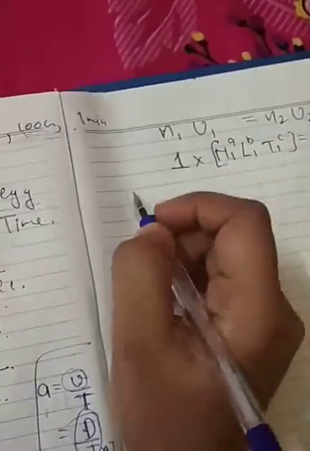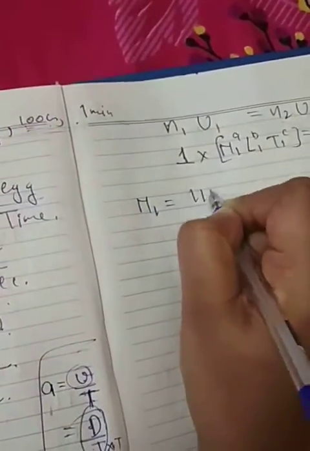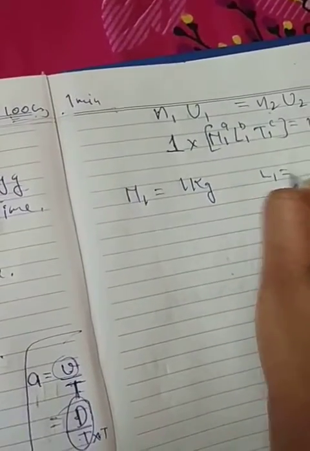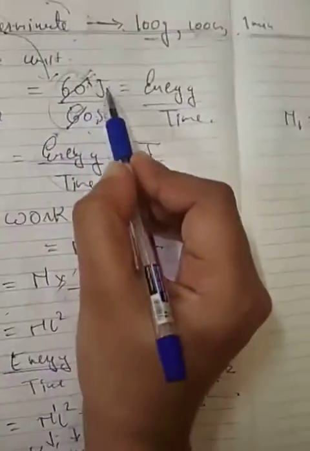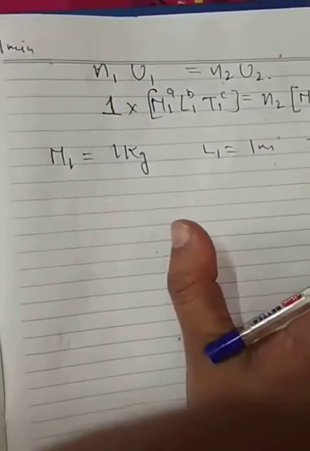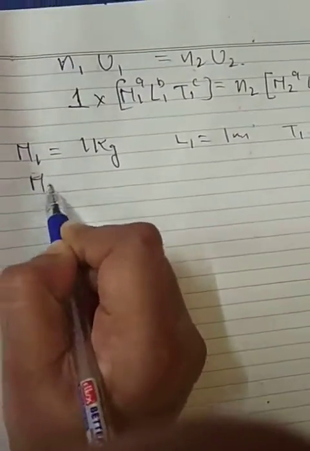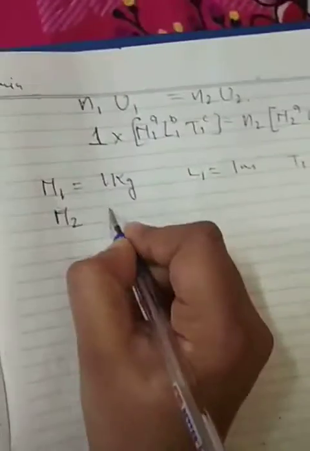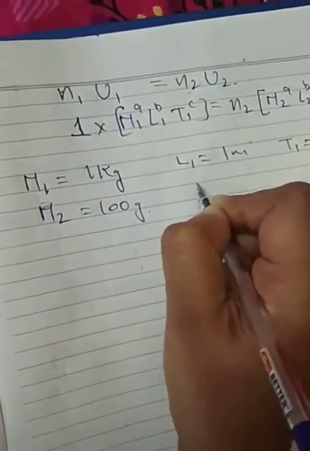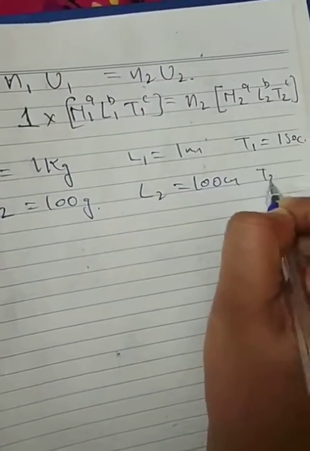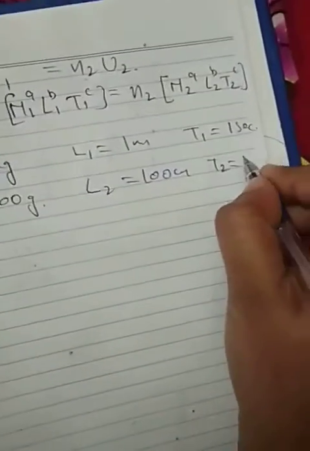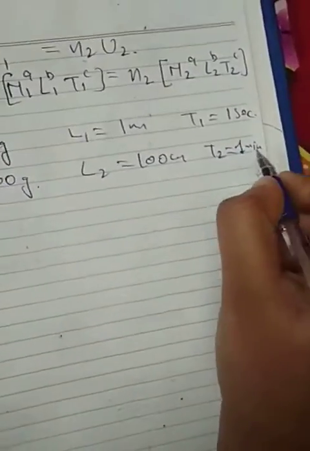Correct? So now my m1 is 1 kg, my l1 is 1 meter and my t1 is 1 second. Remember, 1 joule per second. This is the definition for 1 joule per second, right? But what is my m2? M2 is 100 grams. L2 is 100 centimeter. What is my t2? T2 is 1 minute. We will convert this minute all into seconds.